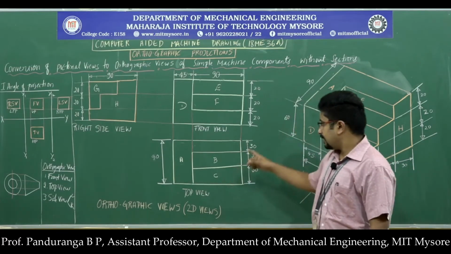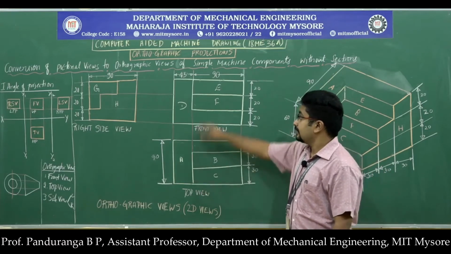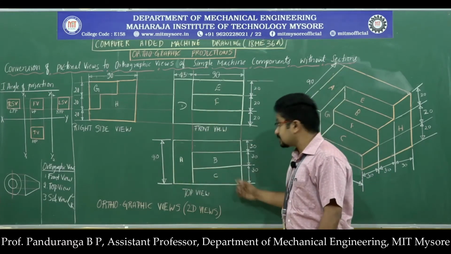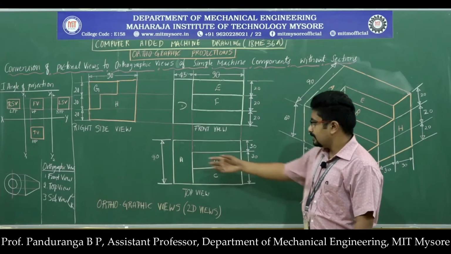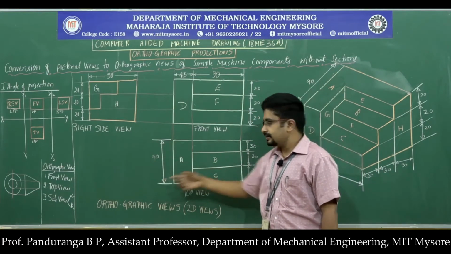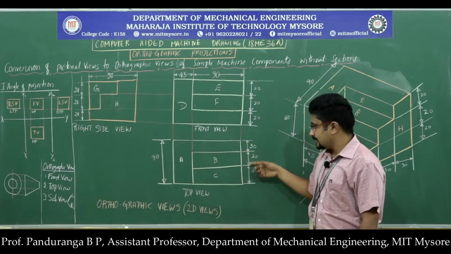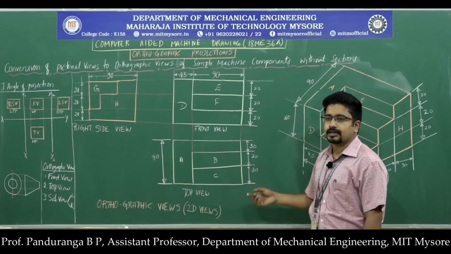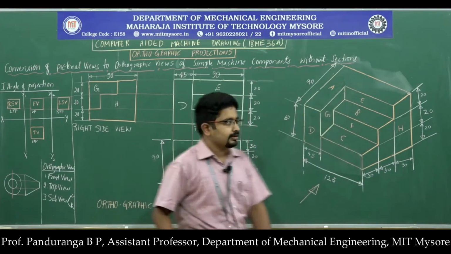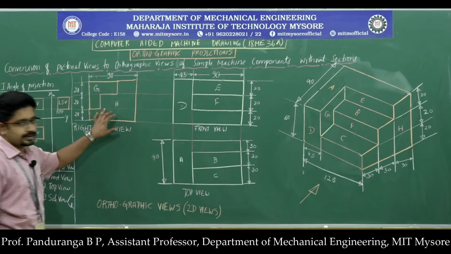Once it is done, again you have to write the dimensions. Now since we have shown this dimension in the front view itself, we don't have to show it again here. And since this total height is 90, this height is 30 and this height is 30, again you don't have to show this height because that becomes a redundant dimension. Now we will go to the side view.